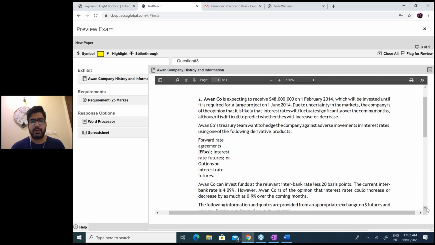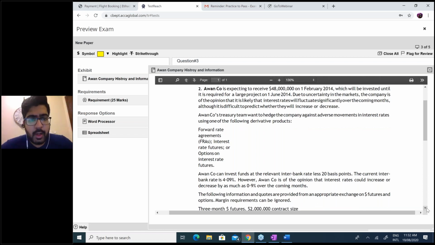Okay, let's start the question. One company is expecting to receive $48 million on 1st February 2014, which will be invested until it is required for a large project on 1st June 2014. Due to uncertainty in the markets, the company is of the opinion that it is likely that interest rates will fluctuate significantly over the coming months, although it is difficult to predict whether they will increase or decrease.